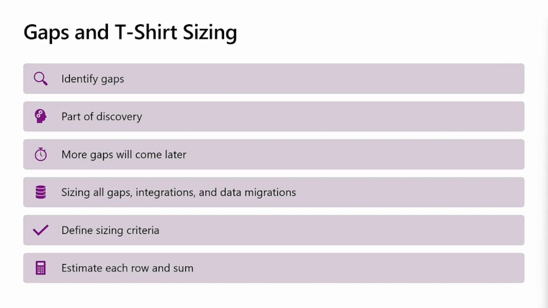And then you're going to want to go through a process of sizing all gaps, integrations, and data migrations. Basically, any row that you had to insert or modify in the catalog is a gap because it wasn't there out of the box. When you do this process, you're going to want to define your sizing criteria. You can keep it very simple, like small, medium, large, where small equals 4 hours, medium equals 8 hours, and large equals 12 hours.